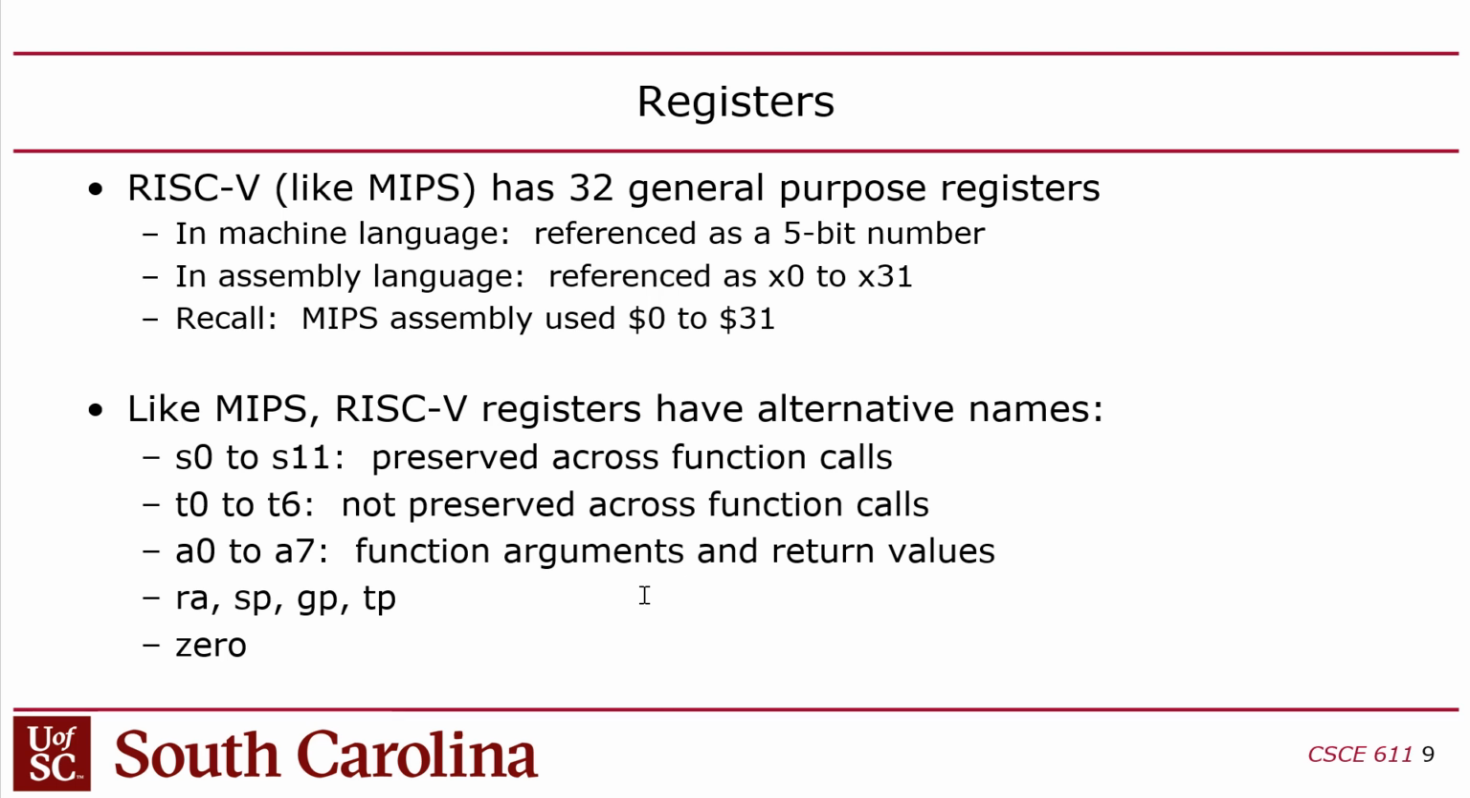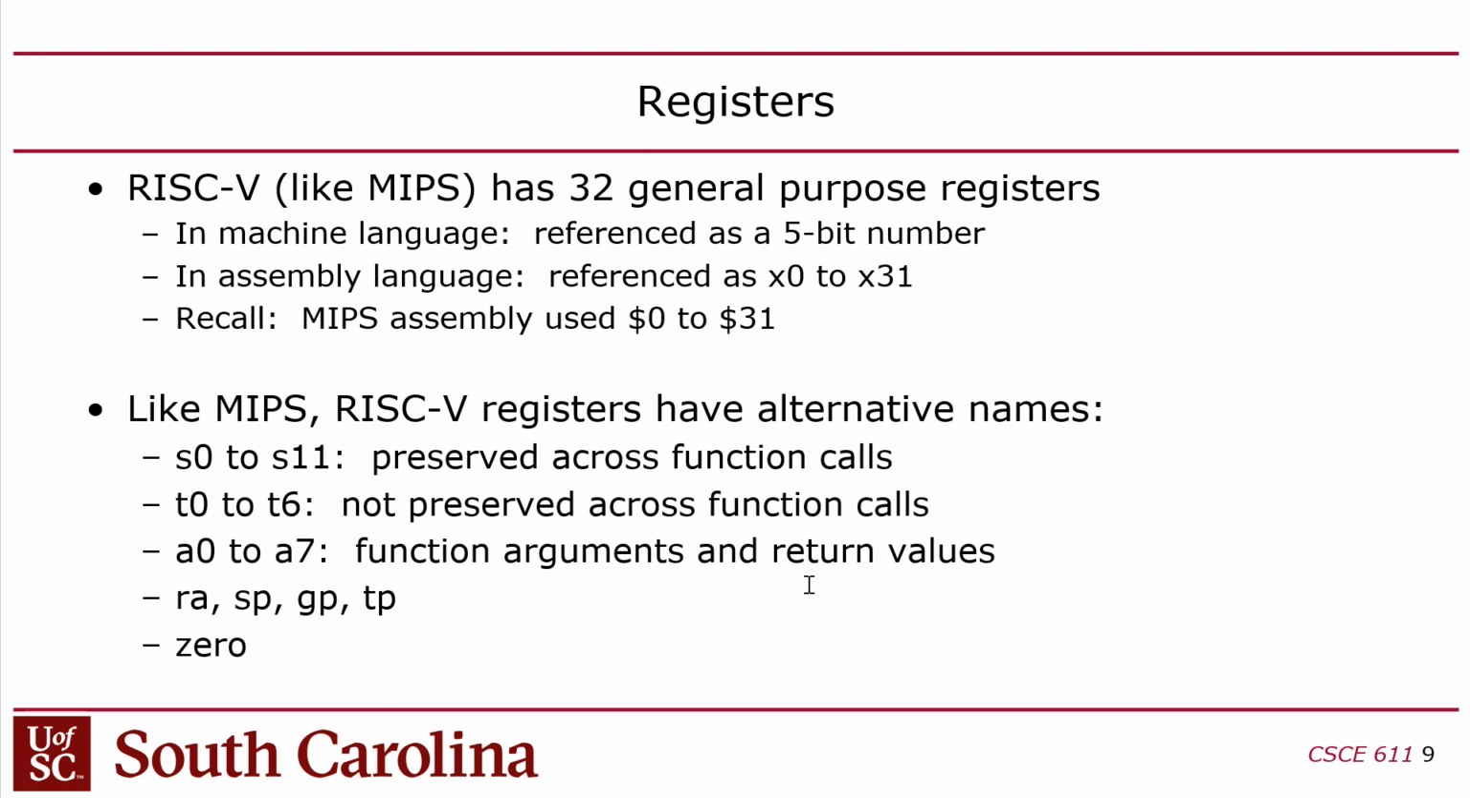In assembly code, MIPS uses dollar signs to signify a register, while RISC-V does not use this convention. Both ISAs allow the programmer to address registers by number, 0 to 31.